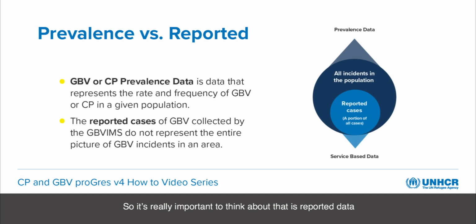So it's really important to think about that as reported data versus prevalence data, which is all incidents in a population. So prevalence data is basically if you were to say that 25% of women in this context have been subjected to gender-based violence, that is a prevalence data statement. That is saying that if 1 out of 4, theoretically, people based upon specific data collection have been subjected to violence. There's a very big difference between these two types of data.